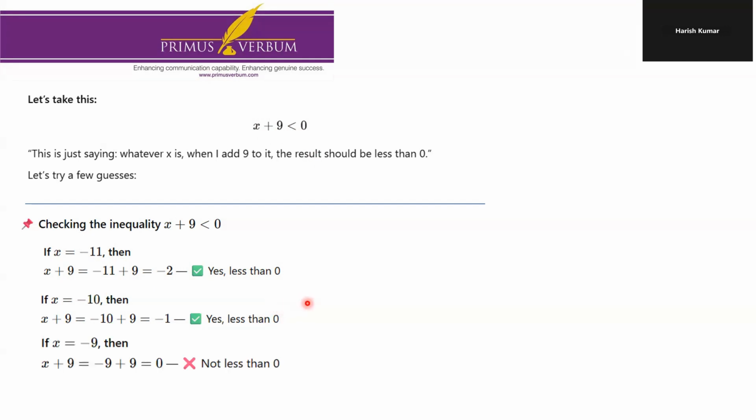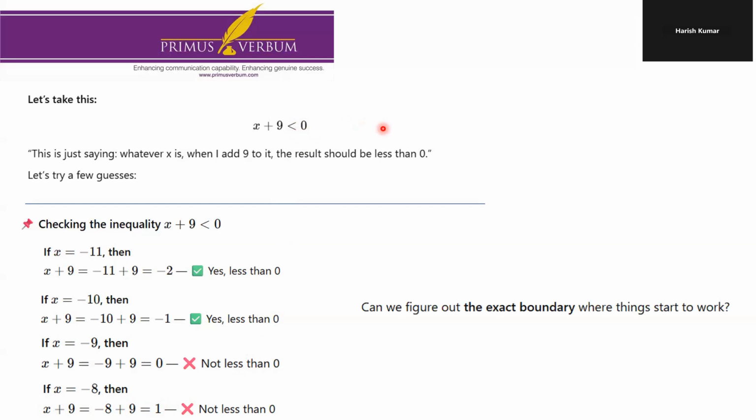Now let's try x is equal to minus 9. Then x plus 9 becomes minus 9 plus 9, which is equal to 0. And 0 is not less than 0. So this inequality is now not satisfied. What about when x takes the value minus 8? Once again, the inequality is not satisfied because the result is 1. Minus 8 plus 9 is 1 and 1 is not less than 0. So the inequality remains unsatisfied.